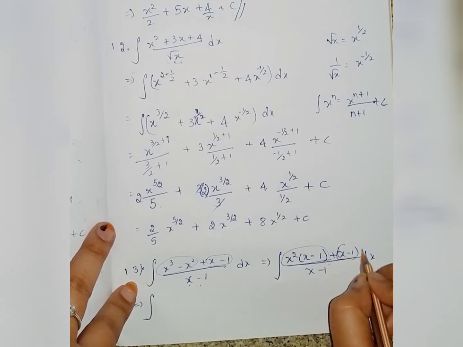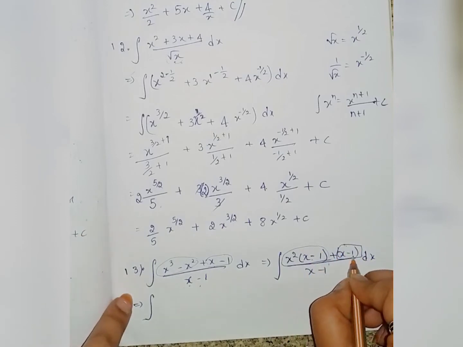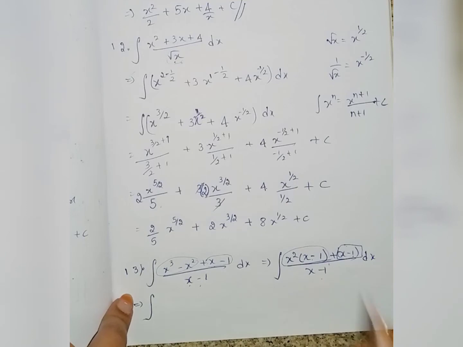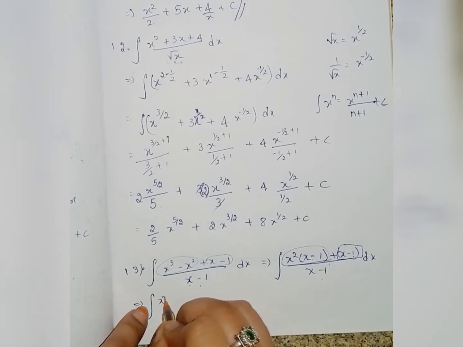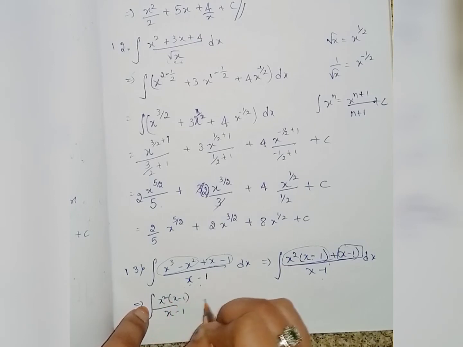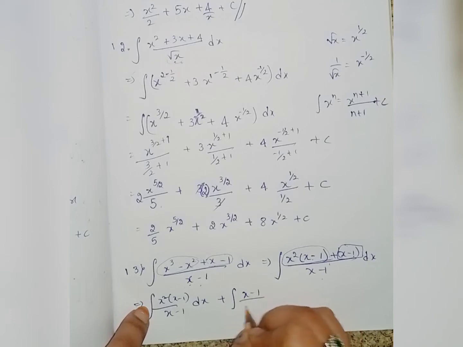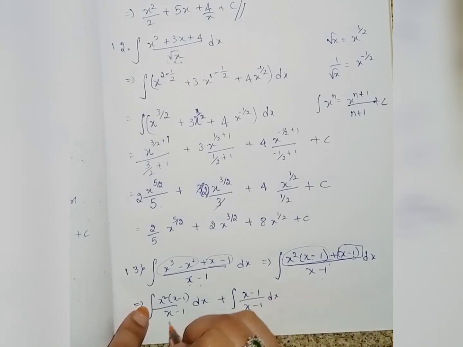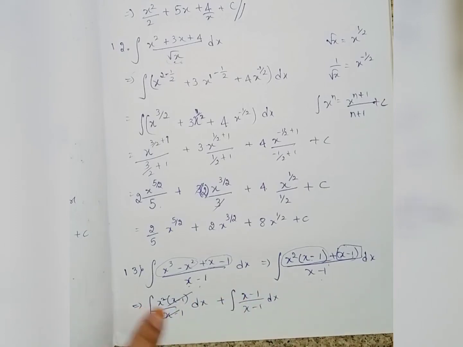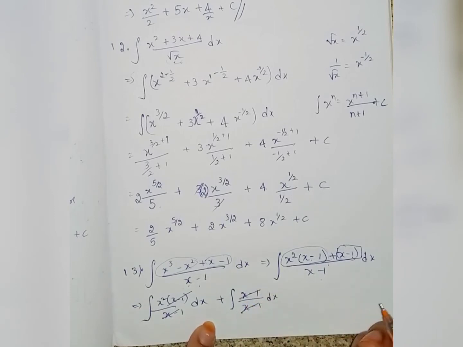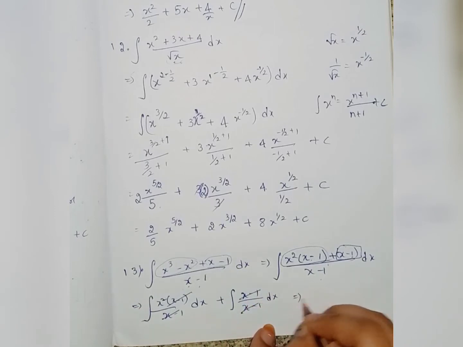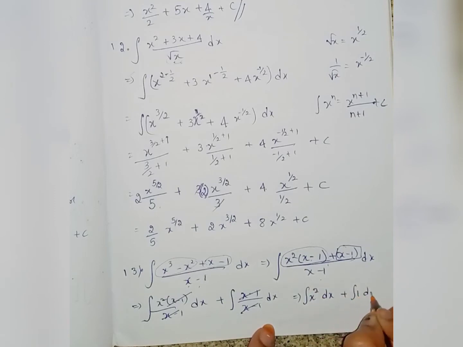We'll take this as one term and this as one term, and divide these two terms by x minus 1. So if we divide it, the integration of x square times (x minus 1) by x minus 1 dx plus the integration of (x minus 1) by (x minus 1) dx. The x minus 1 gets cancelled. Here too x minus 1 gets cancelled. So it turns out to be the integration of x square dx plus the integration of 1 dx.